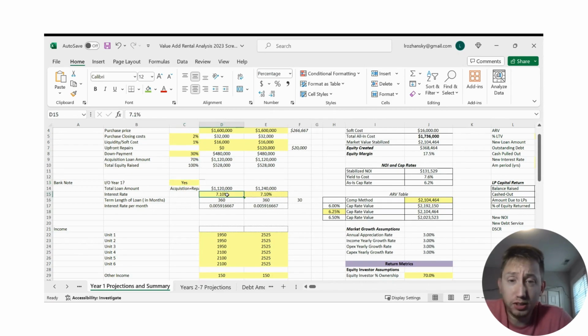Then really the only other assumption you have to input is the rate, right? So today's commercial rates are going to be over 7% from local community banks. So you're just going to input that.